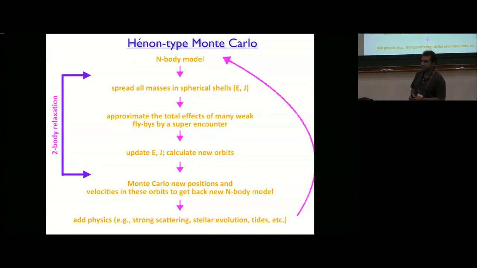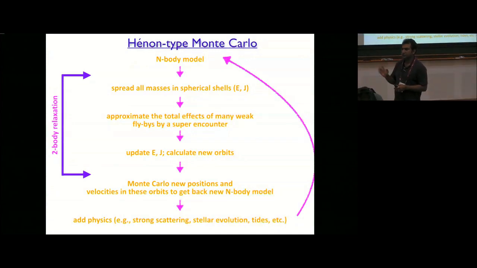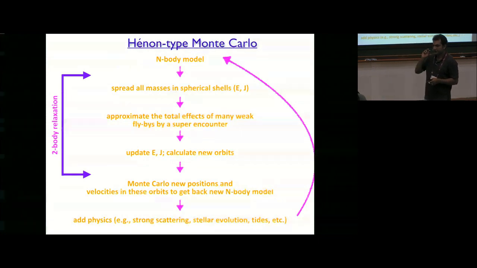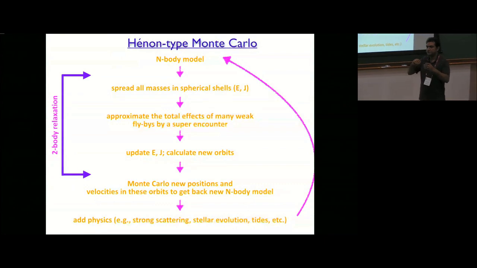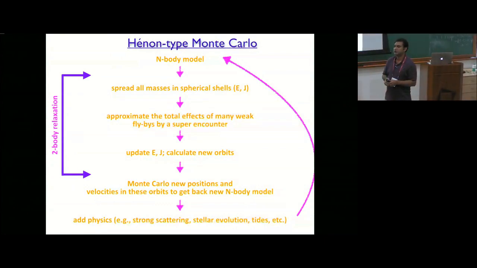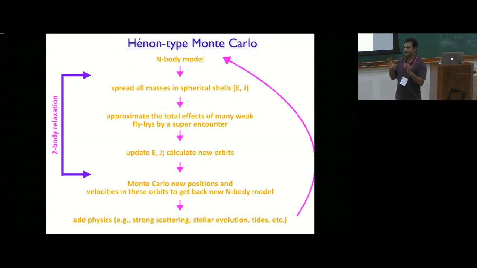Typically, we assume one of the King profile families. So as soon as you say it's a King model of some concentration or W naught value, and the total mass, and the total n, that uniquely defines a representation of a valid spherical distribution function of n stars.